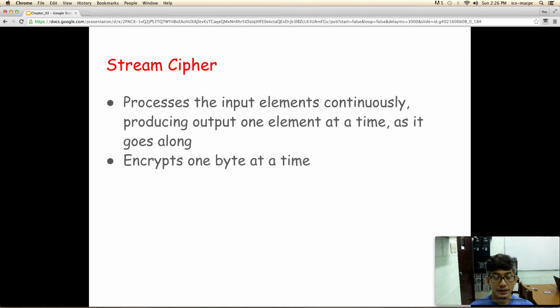So here is the meaning of that. It processes the input elements continuously, producing output one element at a time as it goes along. It also encrypts 1 byte at a time.